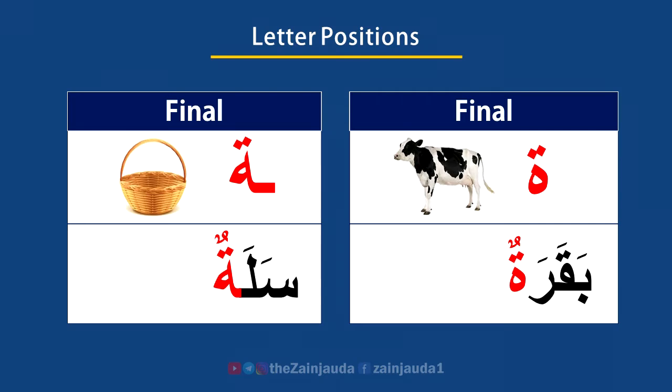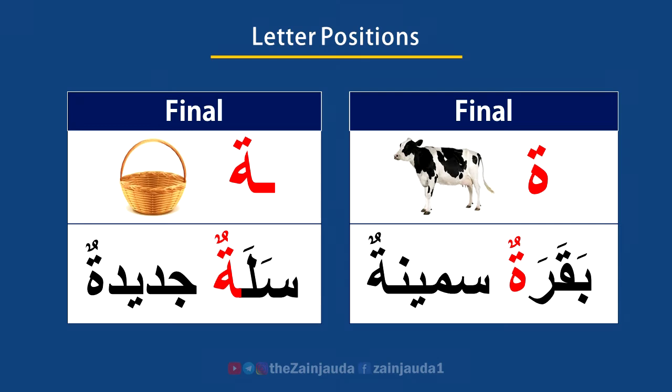If you remember, I told you before that we don't pronounce the last haraka of a word when we stop at it or read it in isolation. Now when we connect these words with others, we pronounce the ta al-marbuta as t, and of course we pronounce the harakat which are found over it. For example, to say a fat cow, we say baqaratun samina. And to say a new basket, we say sallatun jadida.